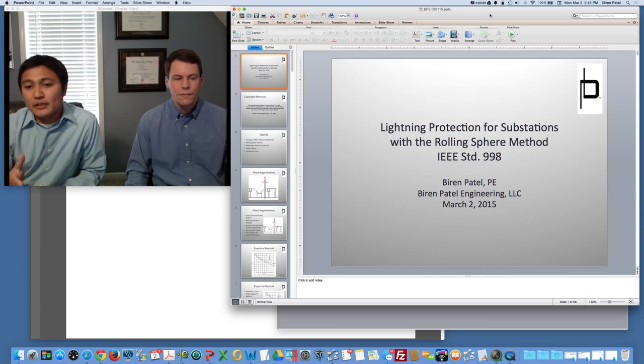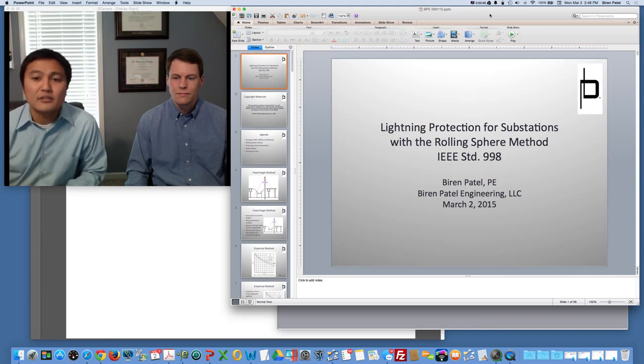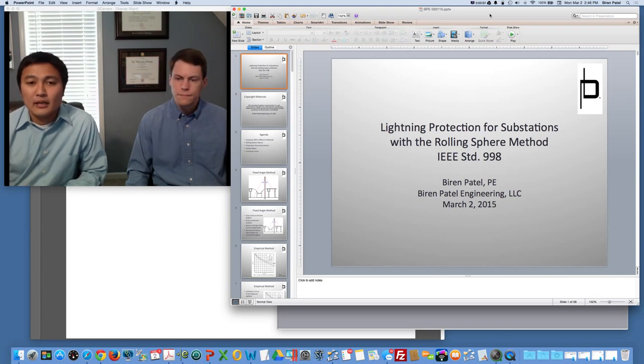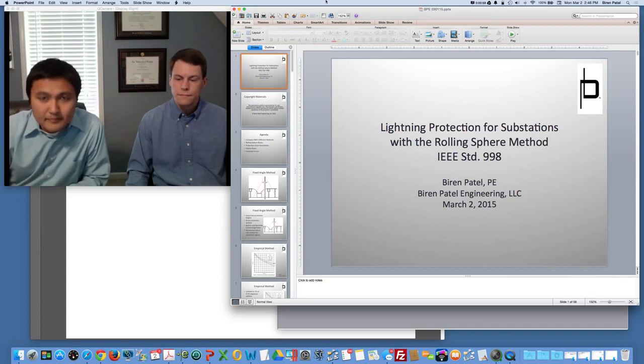Now, today's training focuses on substations and focuses on the rolling sphere method, but as we know, lightning doesn't discriminate. The principles that you learn in this presentation are going to be applied to other industries, not just substations. But since we are in the substation industry, we're going to focus mostly on that today. So with that, let's get started.